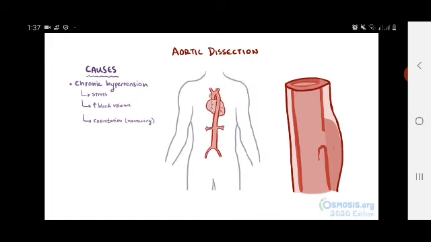Aortic dissections most often happen in the first 10 centimeters of the aorta closest to the heart. A tear near the heart or in the upper aorta is considered a type A aortic dissection in the Stanford classification system. Type B aortic dissections involve tears in the lower aorta or descending aorta. Both type A and B aortic dissections can extend into the abdomen.